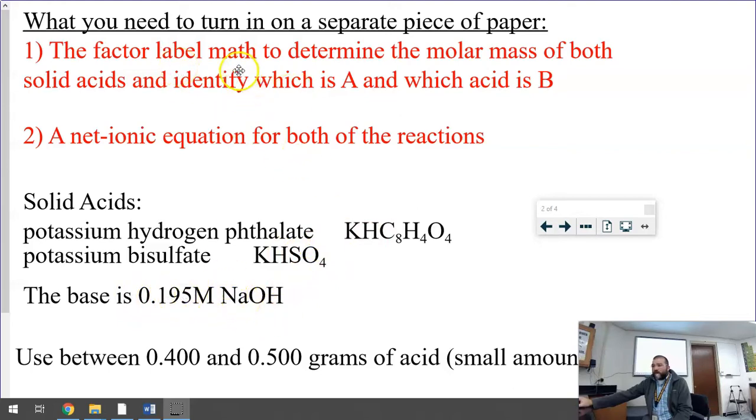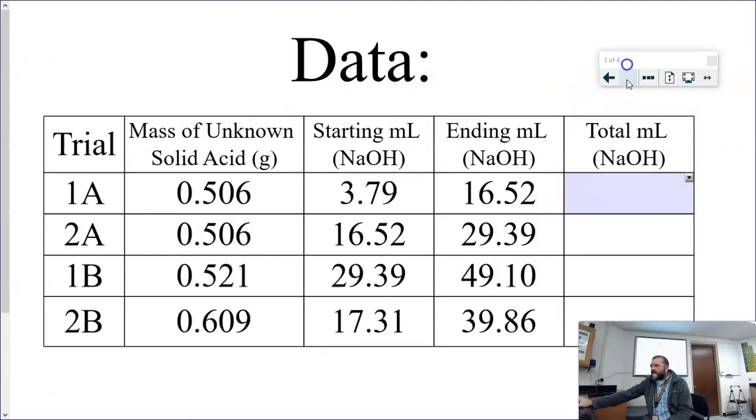And here's what I want. I want factor label problems, 1 for the A, 1 for the B, solving for molar mass. And I want a net ionic for each. So let's deal with the data and the factor label math first. Here is your data. I have not filled in the last column, which is the total milliliters added. However, very easy: that is ending milliliters, subtracting starting milliliters. I'm not going to do the subtraction for you. You can do that yourself.